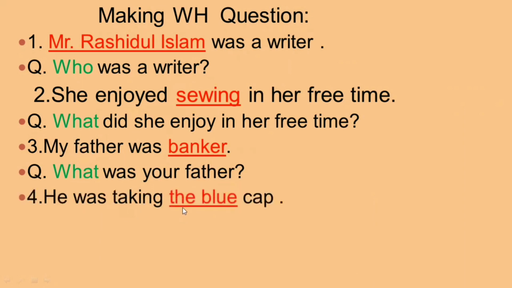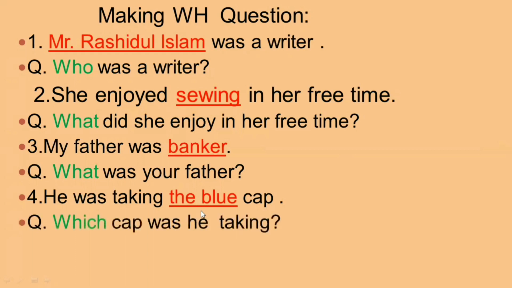He was taking the blue cap. My student, look at the underlined word, blue cap. It is a special color of the cap, that means choice. So you have to take which, then which cap, then is there an auxiliary verb? Was, yes, right here, then the subject of the sentence, he, then the main verb of the sentence, taking, then the question mark. Which cap was he taking?